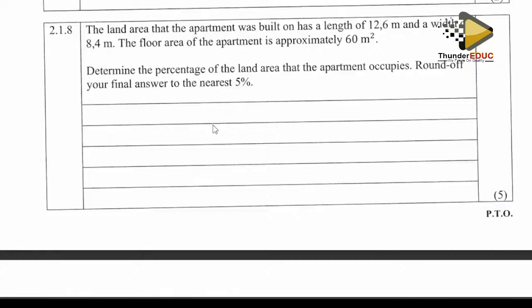So first and foremost, we shall find the area of the land. Area of the land, which is L times B. The reason why I'm using L times B is because I have length and I have width, which is the same as W. Our length is 12.6, and the breadth is 8.4, and I end up having the area of the land, 12.6 times 8.4, which is 105.84 meters squared. That's the area of the land.